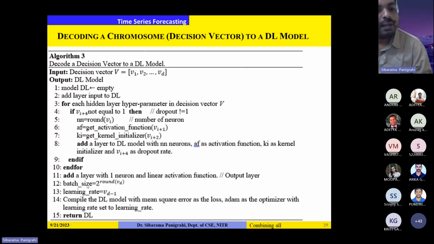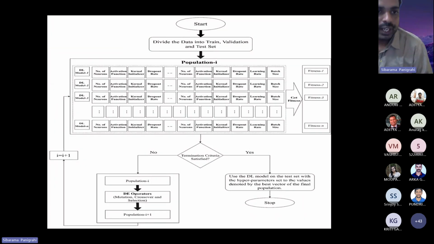Now I will compile the deep learning model with mean square error as the loss, Adam as the optimizer, with learning rate set to learning rate. Then I will return the deep learning model. So this is how we have encoded the deep learning models into the chromosomes. Then from the chromosomes, we have decoded into a deep learning model. We have computed the fitness.